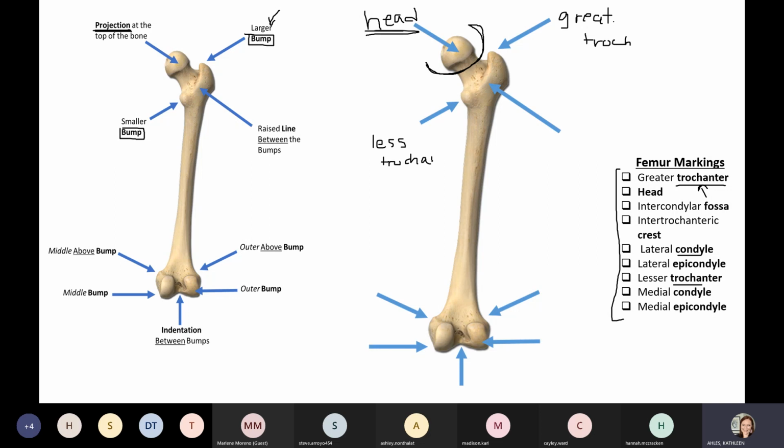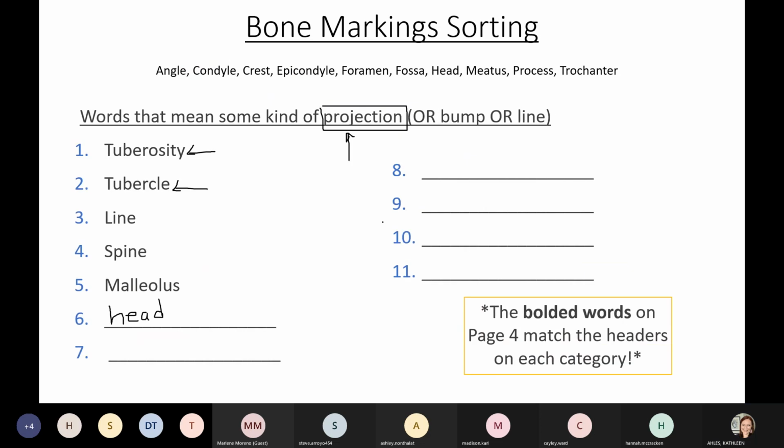Awesome. I really can't write. Apologies. Notice that we've got a line that's in between the bumps. This line in between the trochanters is called the Intertrochanteric Crest. We have found a word that means a line and a word that means a bump: trochanter and crest. Let's go back to page 5. A bump, we discovered, is a trochanter.